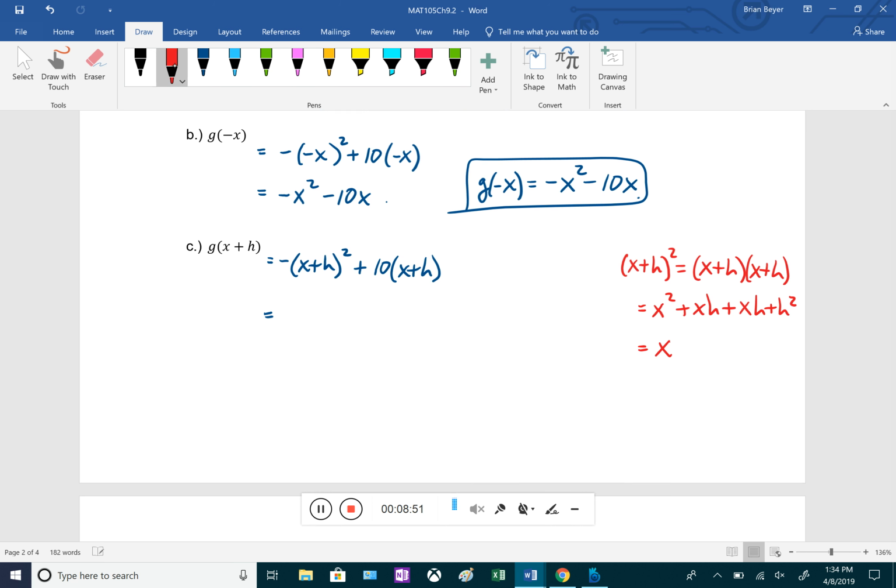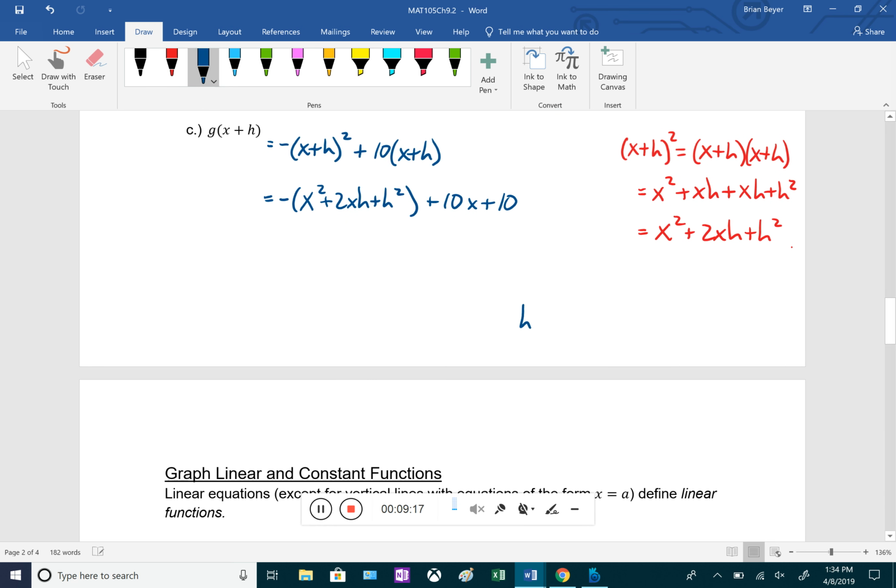So you get x squared plus 2xh plus h squared. So we still have that negative in front, so I'm going to leave it out front like this with parentheses and rewrite this for what we just found. And then let's distribute that 10. So plus 10x plus 10h.